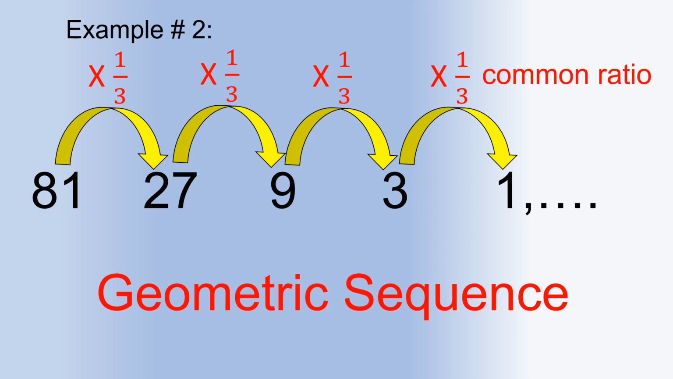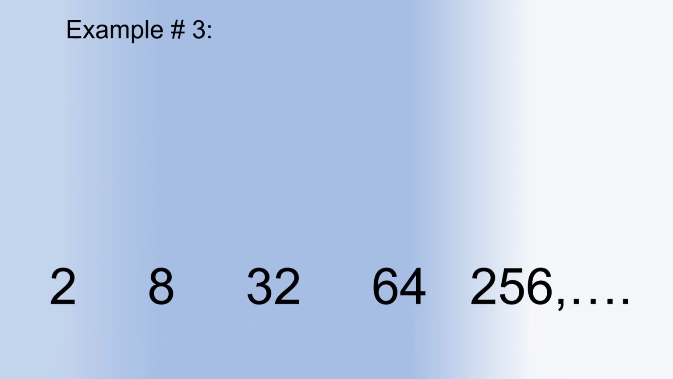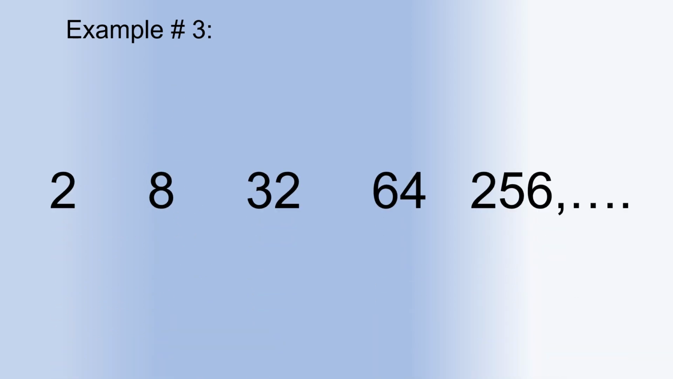So let's try again another example. Example number 3. This is the given sequence: 2, 8, 32, 64, 256, and so on. Let's take a look at the first two terms, and that is 2 and 8. What we need to multiply to get the value of 8, since this is an increasing number? So we are sure that the constant we need to multiply is a whole number. So it is obvious 2 will be multiplied by 4 to get the value of 8.